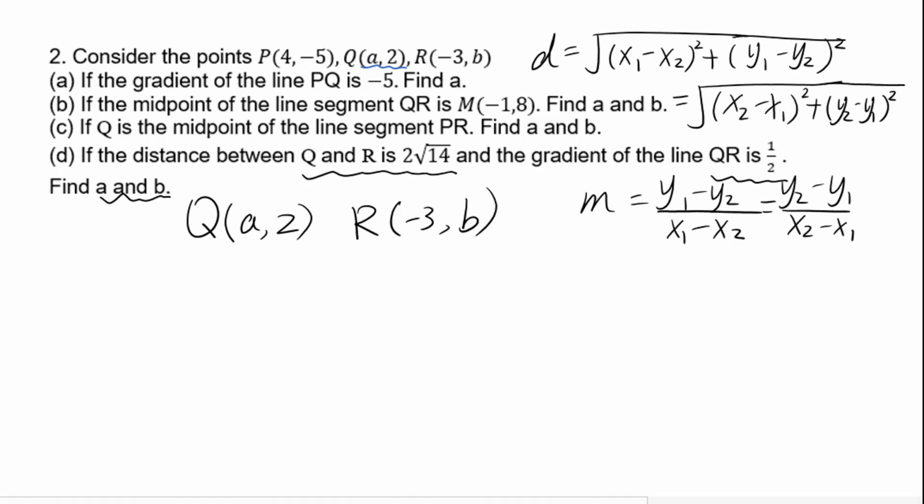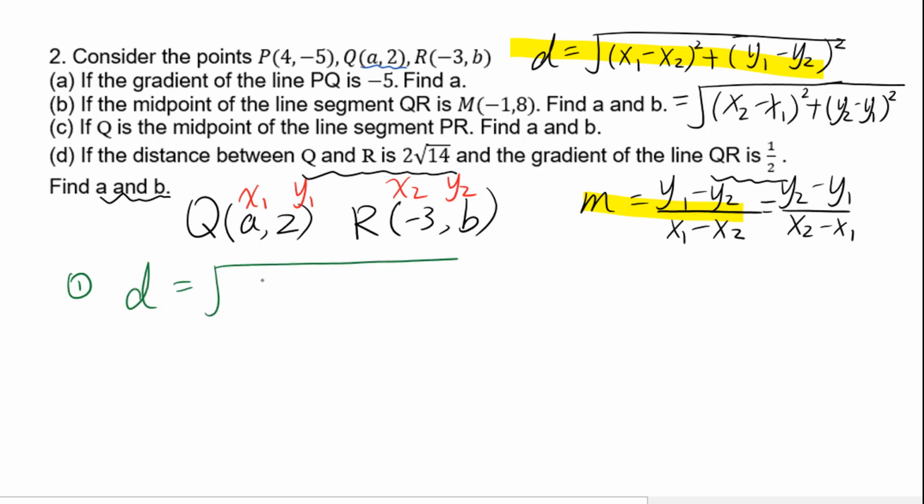Then we will use these two formulas to form the equations. Before we do that, you have to label. Remember, label the coordinates. Then the first formula you will get is the distance equals the square root of (A minus negative 3) squared plus (2 minus B) squared.